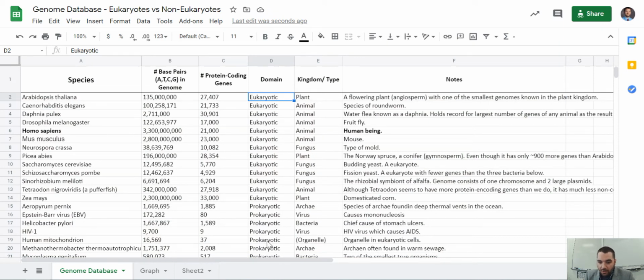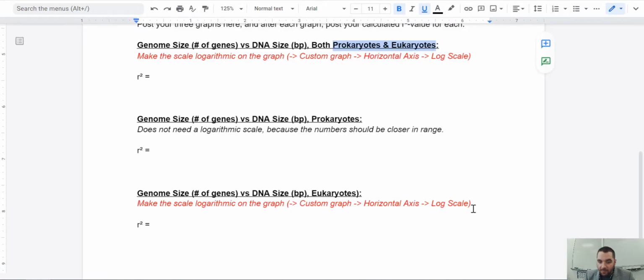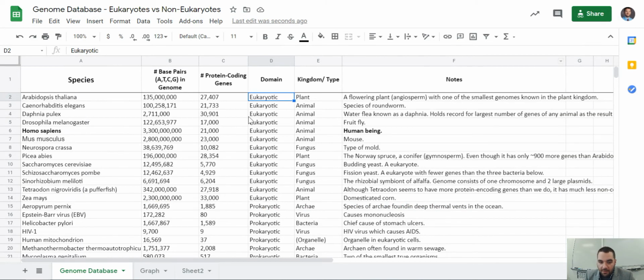So now we're going to want to create some graphs. Let's go ahead and do the bottom one here. The other two are the same thing. You just have to do it for their specific reason. What we're going to want to do now is make a graph of the base pairs and the protein coding genes. There's a couple ways, but the easiest way is to click on the data for the number of base pairs and highlight it. Make sure you get all of the eukaryote data there.